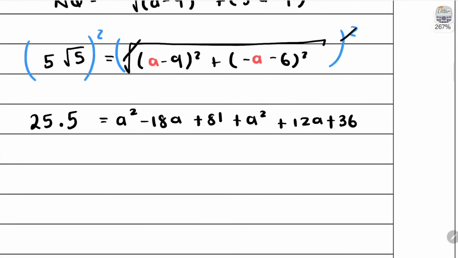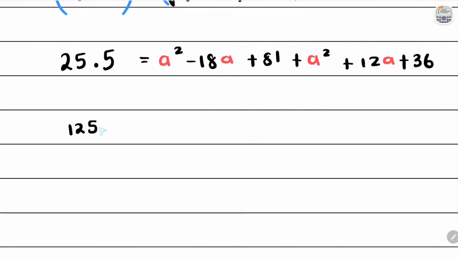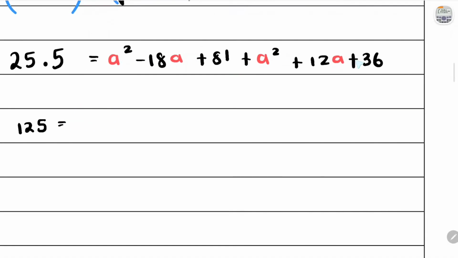Okay, so still in terms of a, and we just need to solve for a. Let's put our like terms together. But first, 25 times 5, that's 125. So we have 125 over there. And then let's just put our like terms together. So that's a squared plus a squared, which is 2a squared. And then negative 18a plus 12a, that's like saying 12 minus 18, which gives us negative 6. So negative 6a. And then the constant.